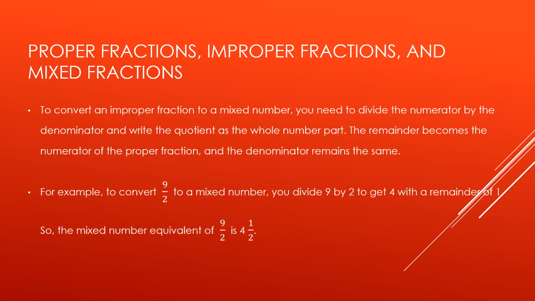For example, to convert 9/2 to a mixed number, you divide 9 by 2 to get 4 with a remainder of 1. So the mixed number equivalent of 9/2 is 4 1/2.